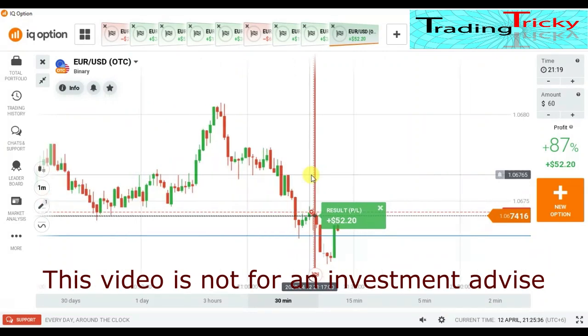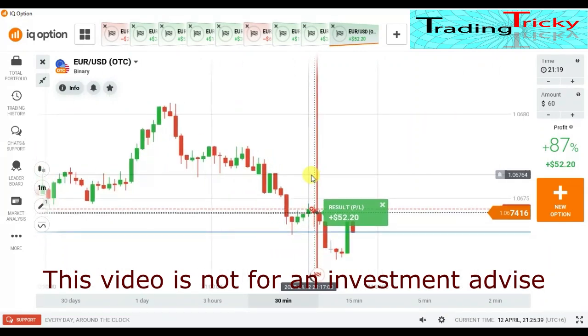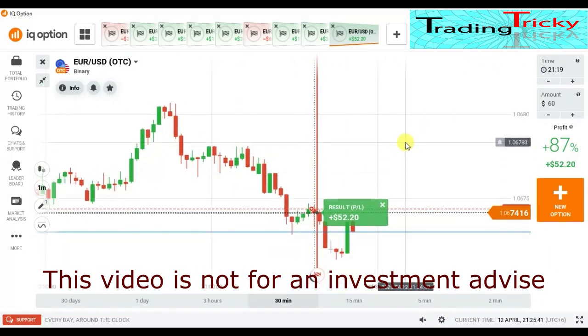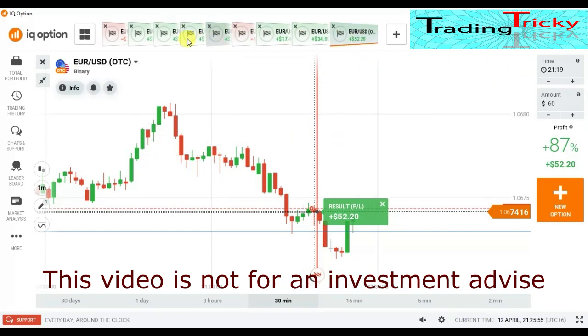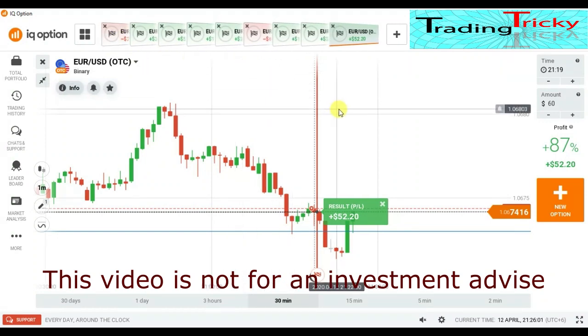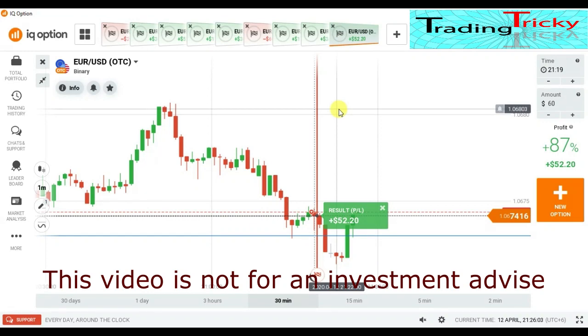So you can try it this way too, but when you try this way, you should have at least a 70% winning ratio. Otherwise you cannot become a profitable trader. If you see this, I placed a total of 9 trades and lost 2 trades. It means you can consider it a 70 or 75% winning ratio. So in this way you can also get more profit.